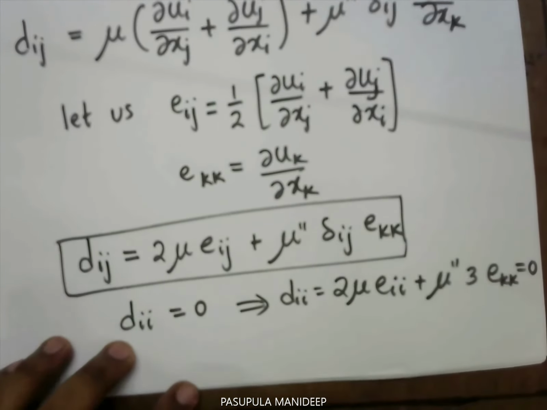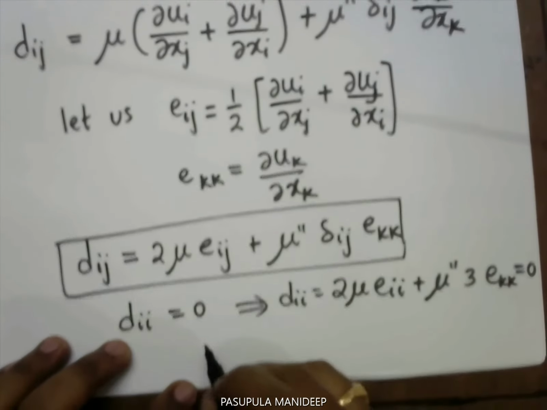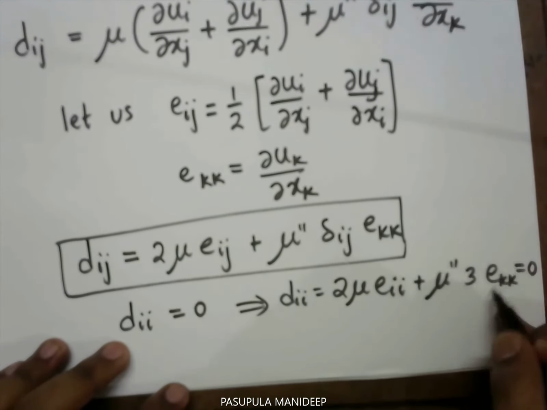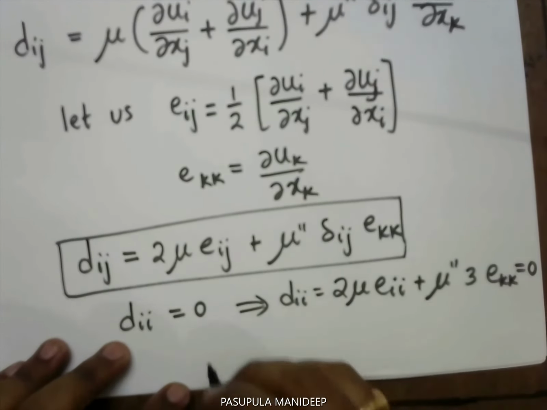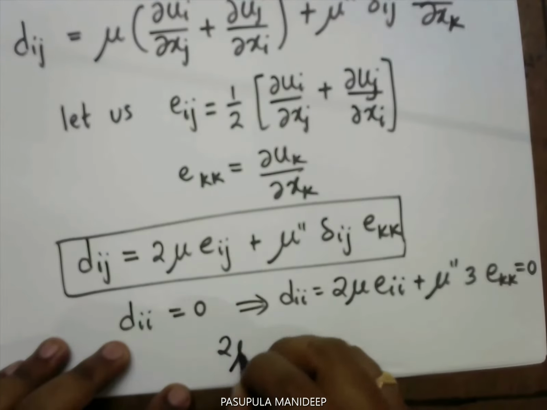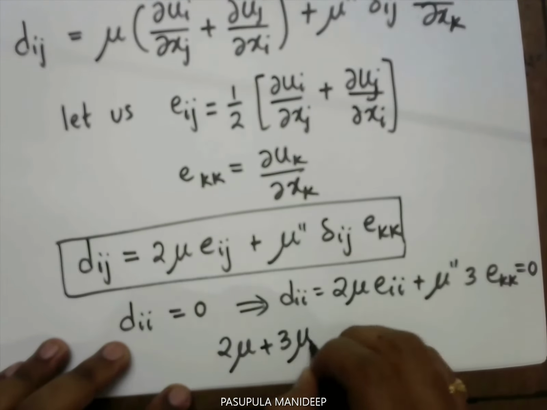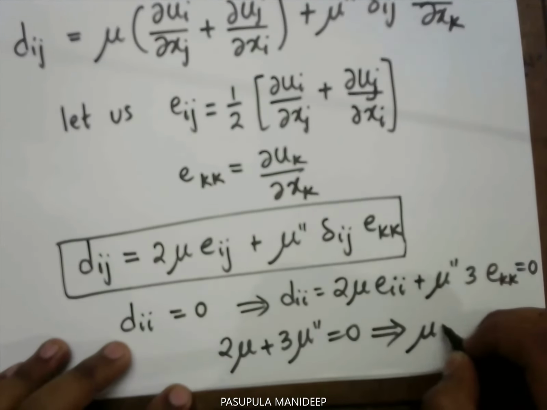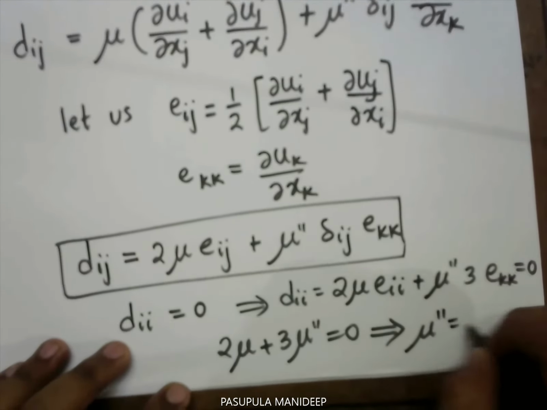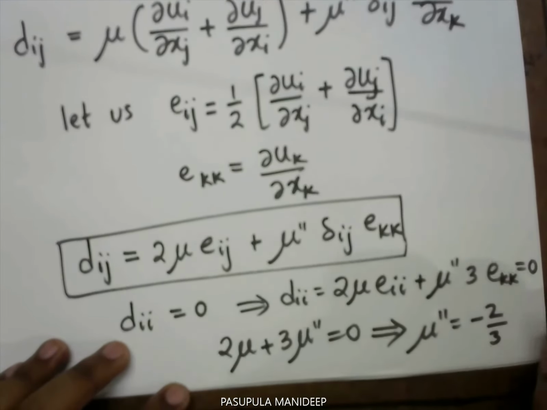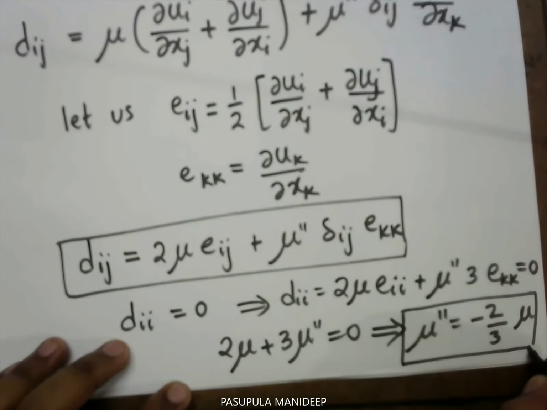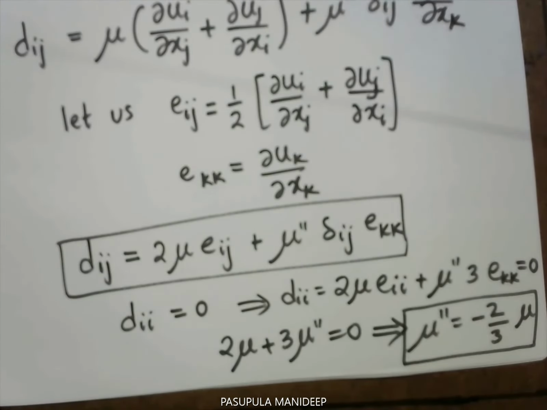Okay, now if that is equal to 0, then we can cancel out this eii and ekk term because they are going to be of the same value. So 2 mu plus 3 mu double prime equal to 0. That means mu double prime is nothing but minus 2 by 3 of mu, right? Mu double prime is equal to minus 2 by 3 of mu.